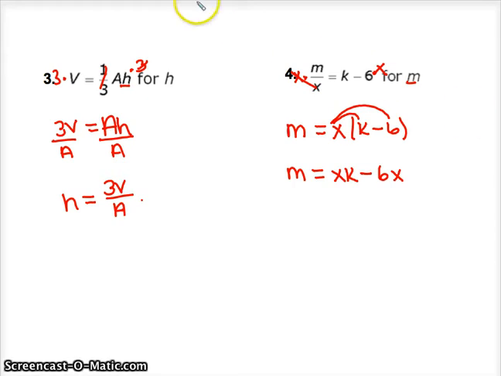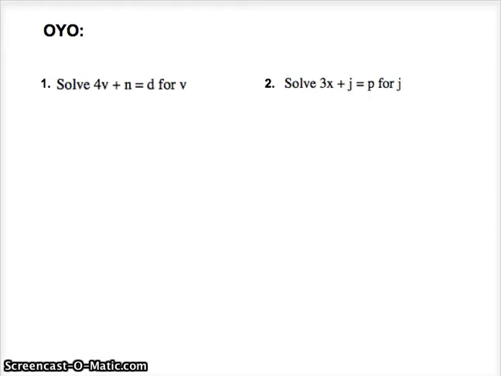All right, it's your turn to try. Check out these two OYO problems. Try them and then check your answer.